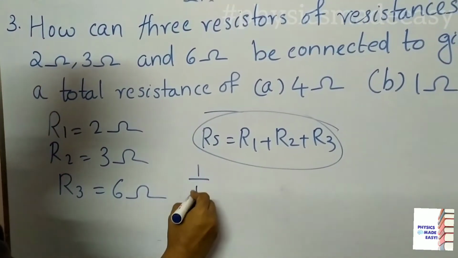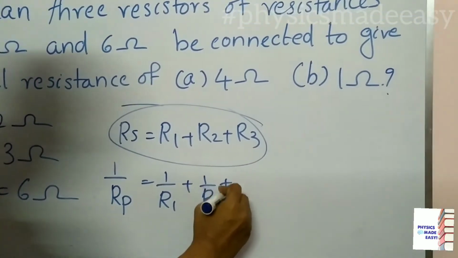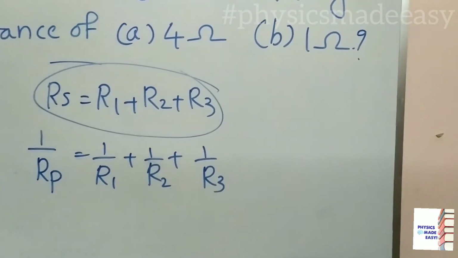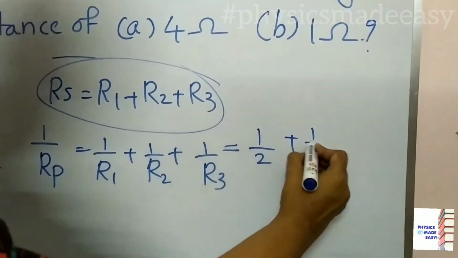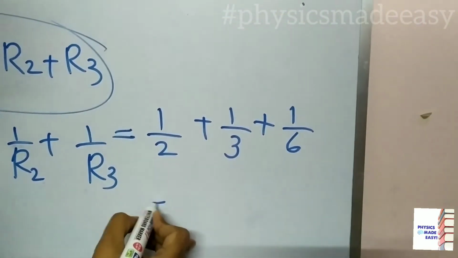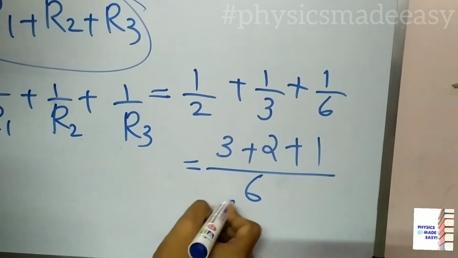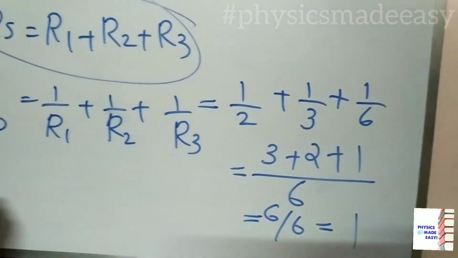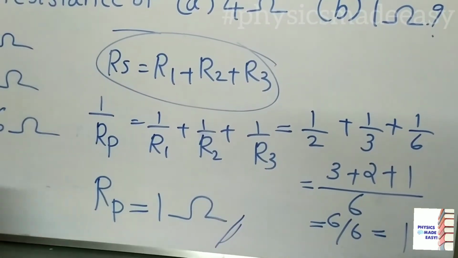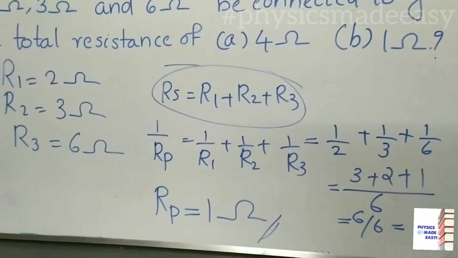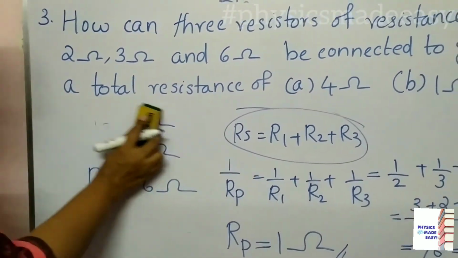So for that, 1 by Rp is equal to 1 by R1 plus 1 by R2 plus 1 by R3. Then substitute the values: 1 by 2 plus 1 by 3 plus 1 by 6. Then 3 plus 2 plus 1 over 6, 6 divided by 6, that is 1. So from this we can write Rp is equal to 1 ohm. So if you are connecting these three resistors in parallel, you will get the effective resistance as 1 ohm. That you have to show here.